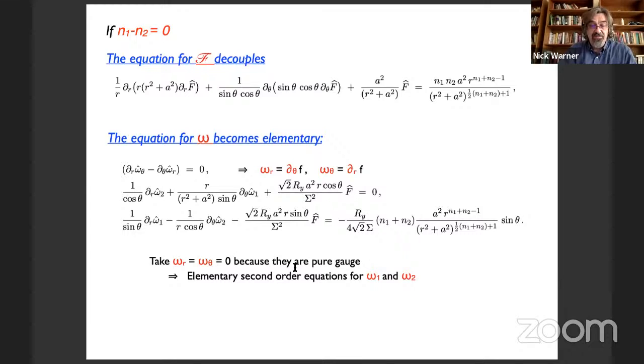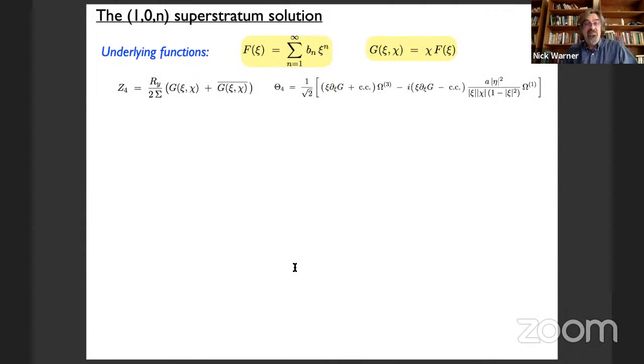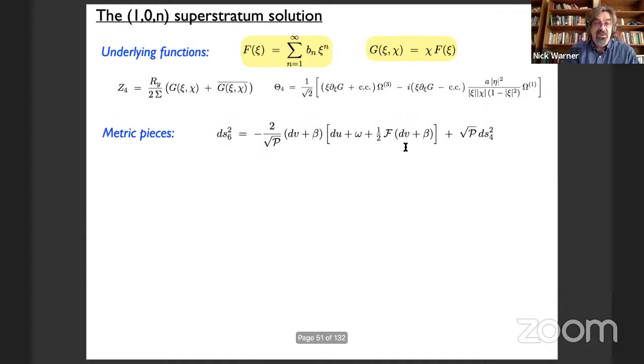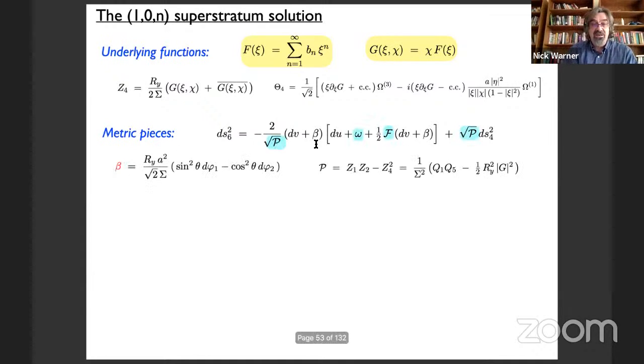the holomorphic formulation. So I'm going to talk about what the solution is, and you'll see how startlingly simple it is. The underlying functions, remember, are this holomorphic function, which is all the modes of the n. And then there's its friend, which is just that multiplied by chi. And Z4, remember, basically is the real part of that function, g. And theta 4 is similar. The metric pieces we're looking for are P, omega, and F. And as I've said a million times, we also know what beta is. And as I said a million times, we know what P is because of the constraints. So we know exactly what it is in terms of G.